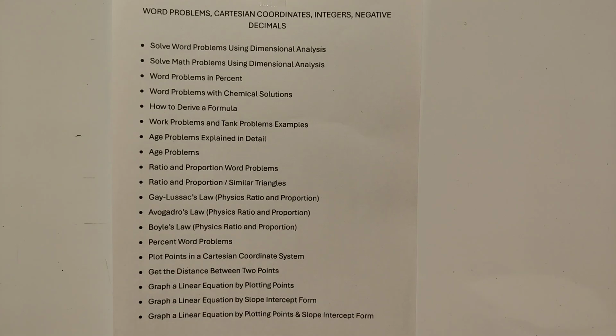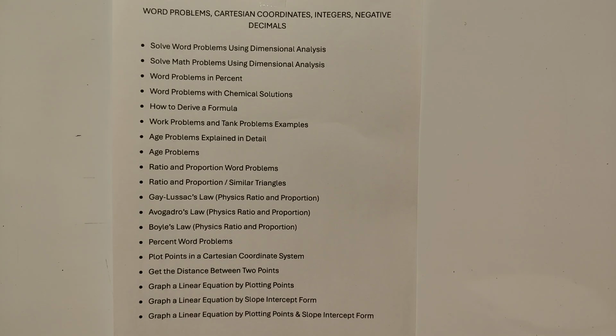Next is word problems in percent. Next is word problems with chemical solutions. Next one is how to derive a formula. And next is work problems and tank problems examples. Work problems and tank problems are similar in nature. Next is age problems. Next one is ratio and proportion word problems. And then ratio and proportion similar triangles.